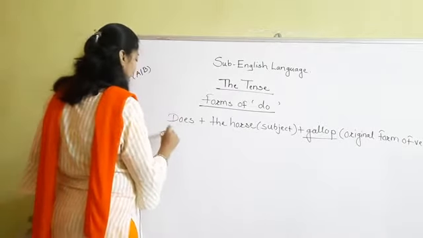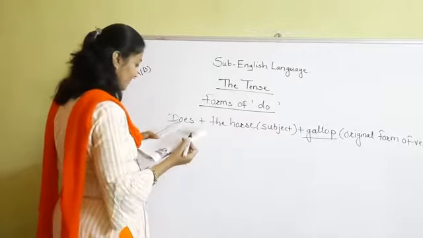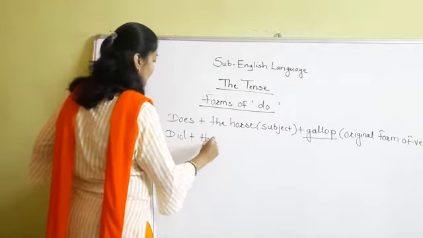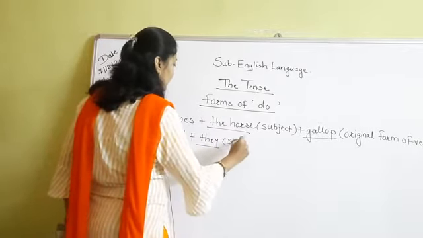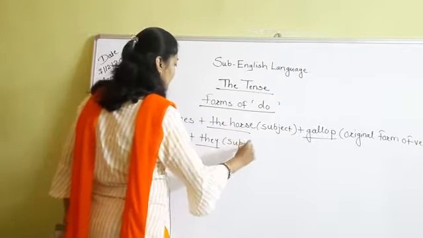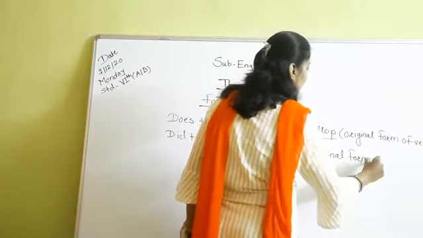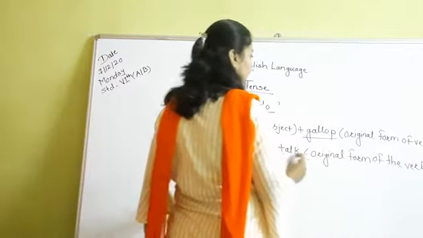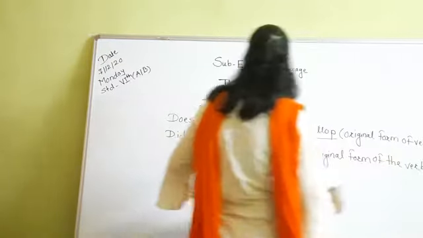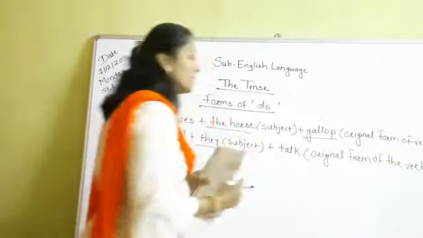Now see the second one: did plus they, that is our subject, and then we have used here the verb talk, that is the original form of the verb. Then we have to give a question mark. Have you understood what I am trying to tell you?